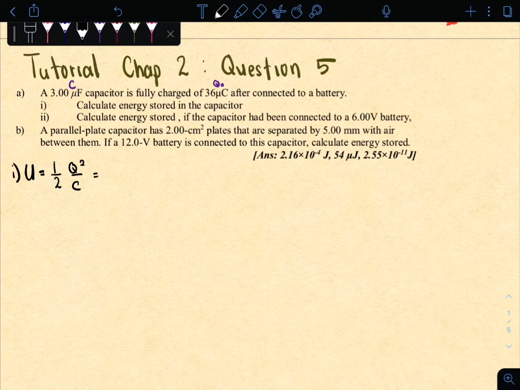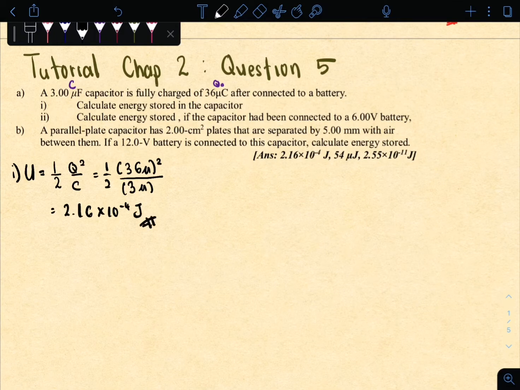You have your energy such as 1 over 2 multiply with Q square, your value of the charge, 36 micro square, divided by the value of your capacitor, which is 3 microfarad. So, tekan-tekan calculator, you will get your answer such as 2.16 times 10 to the power negative 4 joule.